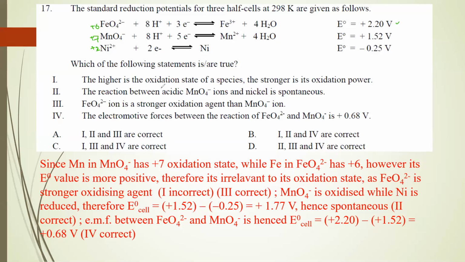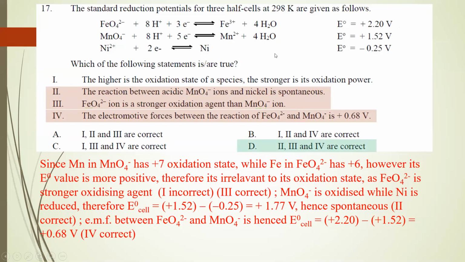Okay, and then number 2, the reaction between acidic MnO4- and nickel is spontaneous. So you compare this one to this one. So positive 1.52 minus negative 0.25, you get positive 1.77, which is spontaneous. So 2 is correct. And then FeO4 2- is a stronger oxidizing agent than MnO4-. Yes, because it is more positive. So 3 is correct. And then number 4, the EMF of the cell between FeO4 2- and Mn2+ is positive 0.68. So you reverse the 1.52, so you get 0.68. Okay, so 4 is also correct. So the best answer is 2, 3, and 4.